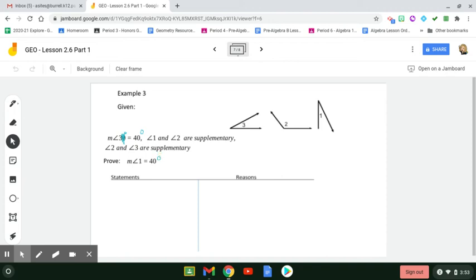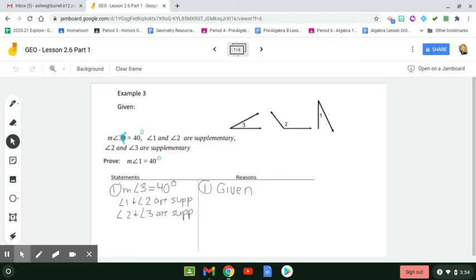Since I'm seeing two things with supplementaries, I'm thinking about that congruent supplements theorem that we learned today. But before we get into that, let's just do what we always do and write down the statements that are given to us. The measure of angle 3 is equal to 40 degrees. We also know angle 1 and angle 2 are supplementary, and angle 2 and angle 3 are supplementary. And that's because those are given to us.